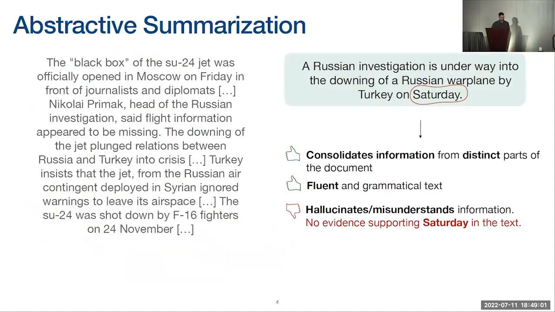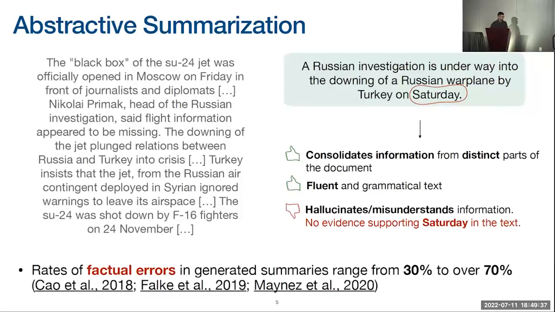Here we are interested in abstractive summarization, where let's say you have an input document or a news article, and a model that can generate an abstractive summary. Usually, these models can generate a summary that consolidates information from distinct parts of the document. They are able to generate fluent, grammatical text. However, those state-of-the-art models frequently hallucinate or misunderstand information from the source. In this example, there is no evidence supporting Saturday in the input text.